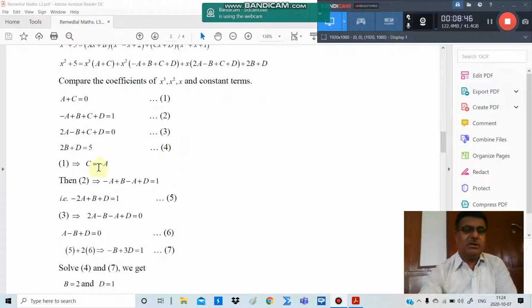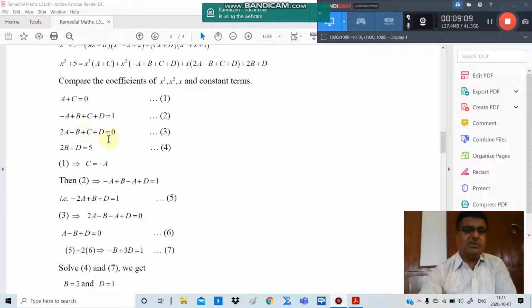From equation 1 we get c equal to minus a. Then equation 2 implies minus a plus b minus a plus d equal to 1. Minus a is the value of c. After simplification we get minus 2a plus b plus d equal to 1. Say this is equation number 5.